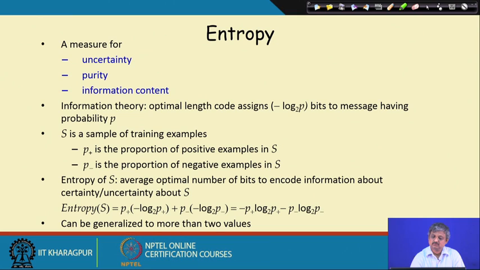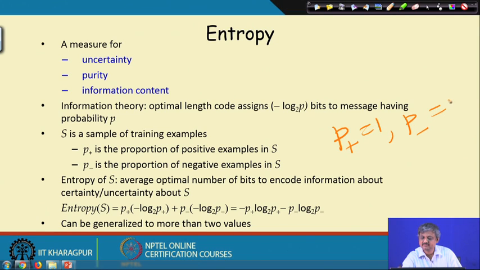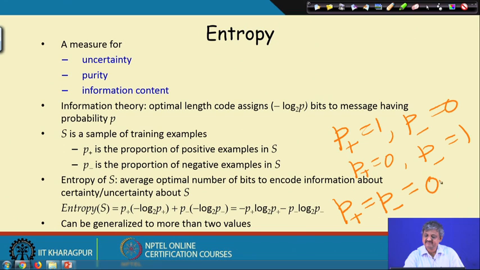So, the purer the class, that means if we have p plus equal to 1, p minus equal to 0, or p plus equal to 0, p minus equal to 1, pure class, then we have a low entropy, they are pure, less disorderliness. Whereas, if you have p plus equal to p minus equal to 0.5, you have the highest entropy. You can evaluate the expressions and check.